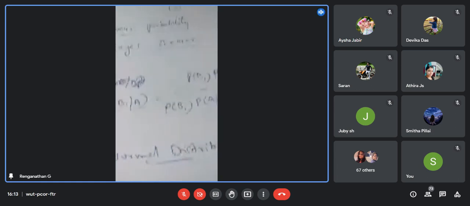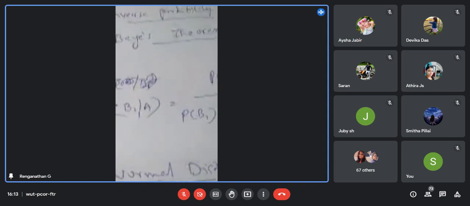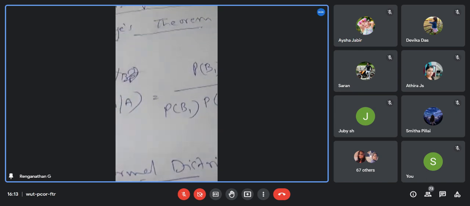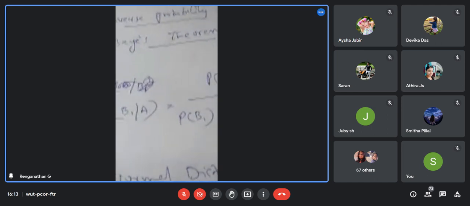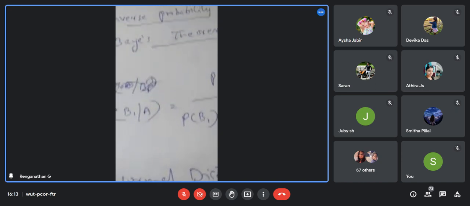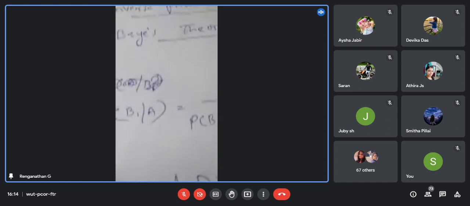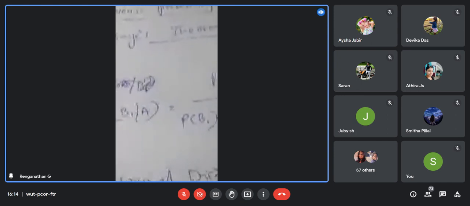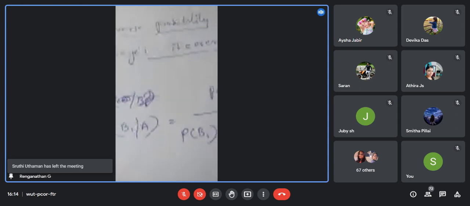Actually this Bayes theorem explains: suppose there exist two events which may happen because of several causes. We can call these events A or B, or A1 or A2, whatever it may be. Then we have to find out the probability of a particular cause which really affected these particular events.